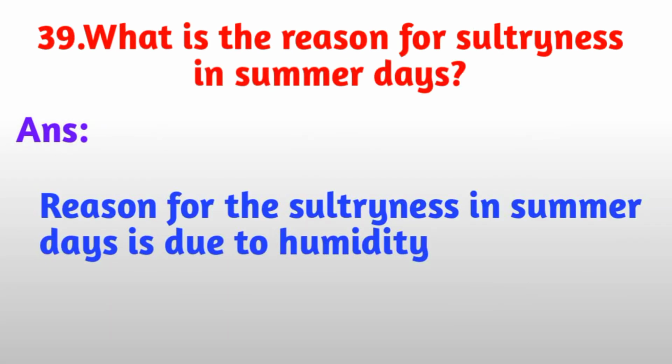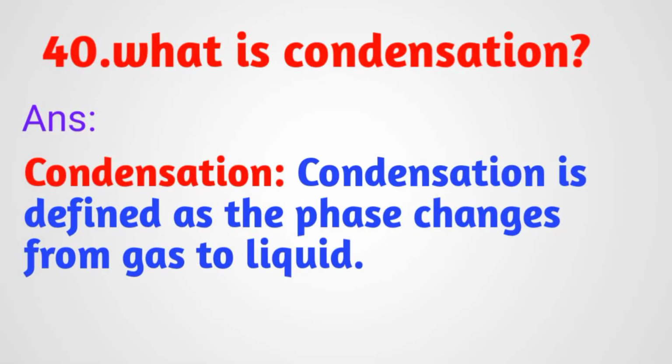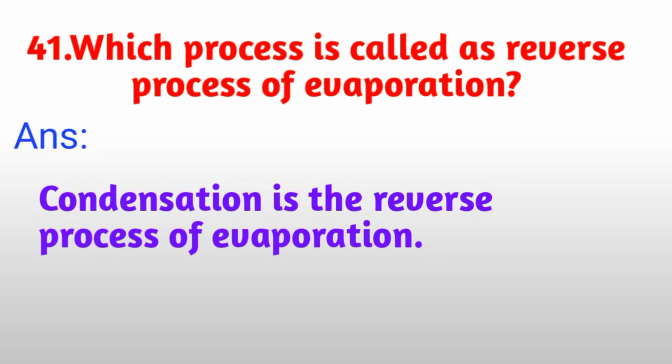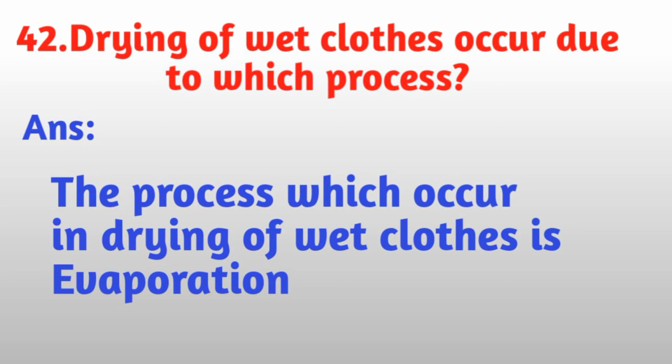What is the reason for sultryness in summer days? Reason for the sultryness in summer days is due to humidity. What is condensation? Condensation is defined as the phase change from gas to liquid, which is called the reverse process of evaporation. Condensation is the reverse process of evaporation. Drying of wet clothes occurs due to which process? The process which occurs in drying of wet clothes is evaporation.